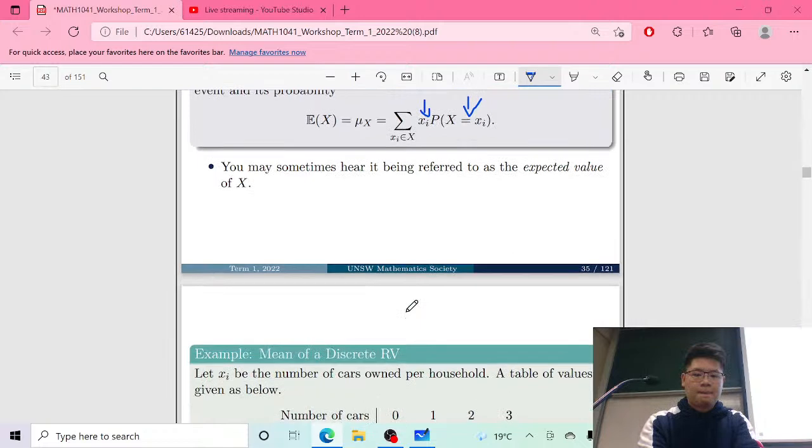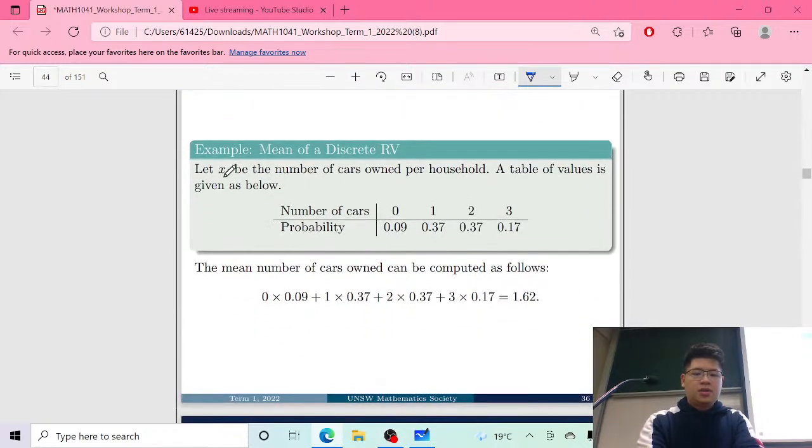Right here. So let xi be the number of cars owned per household. Okay, so the number of cars is our discrete random variable here. So this is going to be our x right here.